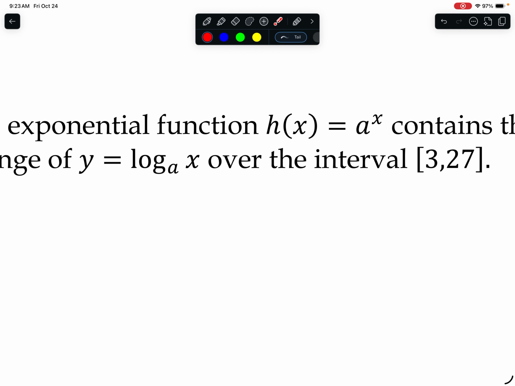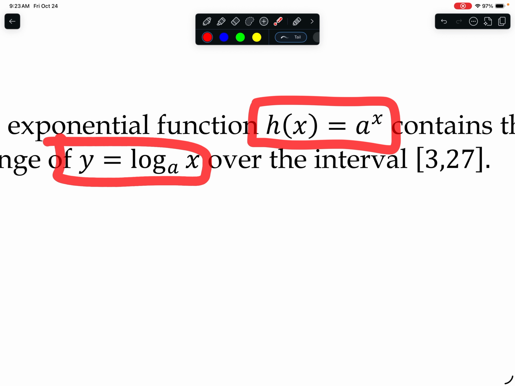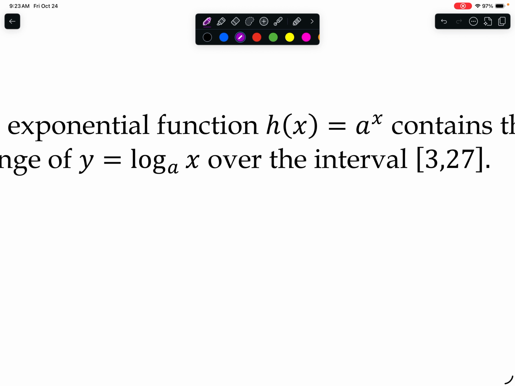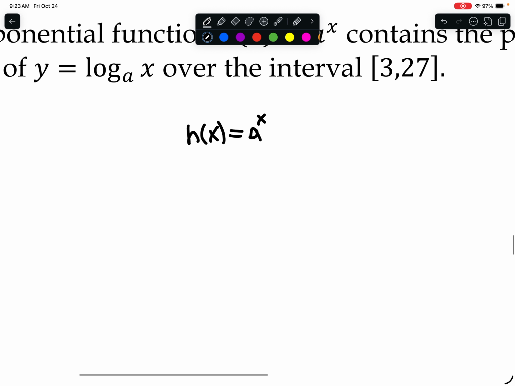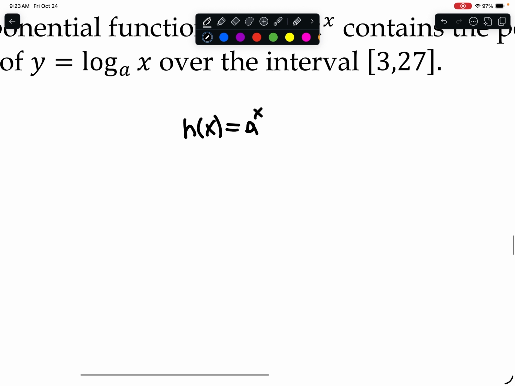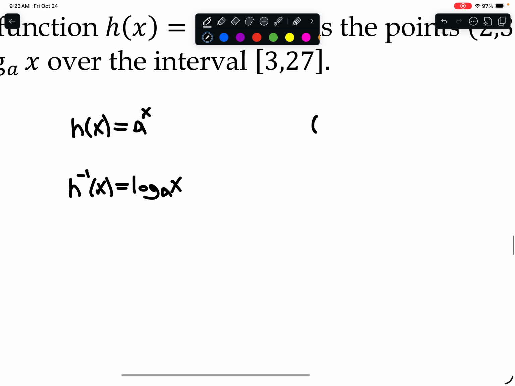So what that tells you is you need to know that exponential and logarithmic equations are inverses of each other. So this is saying find the inverse of h of x, then we're going to use the coordinates of the inverse to find the average rate of change. We know h of x is equal to a to the x. Based on this, I know that the inverse is going to be equal to log base a of x. The given points are (2, 3) and also (6, 27).